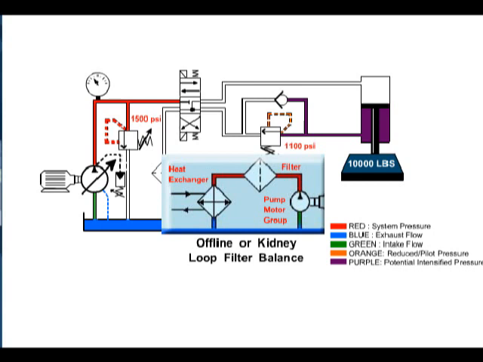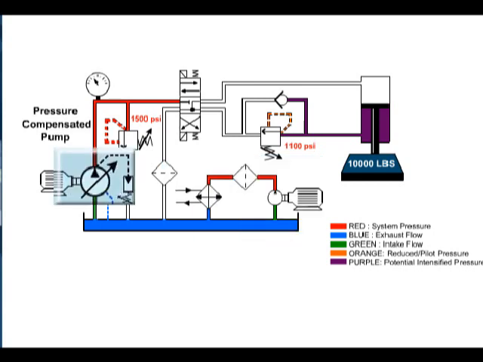Next is the pressure compensated pump. The pressure compensated pump de-strokes when the directional control valve is centered. At this time, there is pressure being maintained between the pump and directional control valve, but no flow. When the directional control valve is shifted, the pump goes on stroke, providing flow for the circuit.